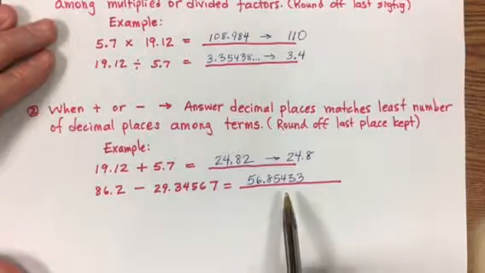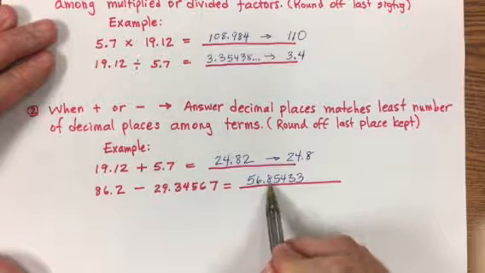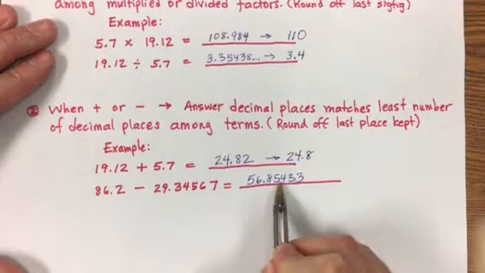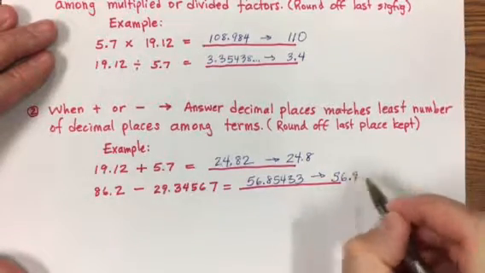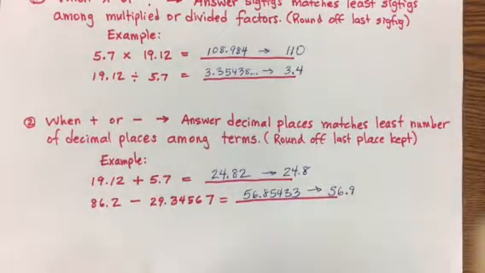However, I can only keep 1 decimal place in my final answer when I'm subtracting because the least number of decimal places in my subtracted terms was 1 decimal place. So I'll have to stop at the 8, and I will round that 8 up because it's followed by 5. So my final answer will be 56.9 in this case. You can multiply or divide more than just 2 numbers, and the same rule applies. You can subtract and add more than just 2 numbers. The same rule still applies.